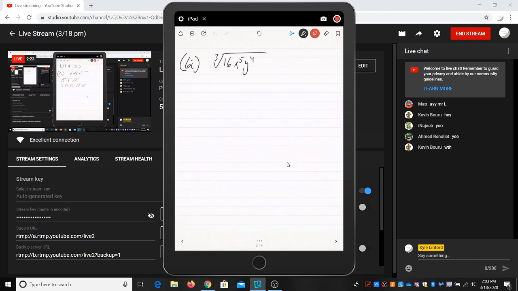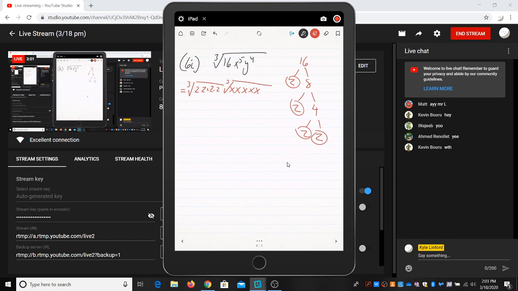So in this problem, I'm going to break down the 16, the x to the 5th, and the y to the 4th into all of its prime or most basic factors. So if I took 16, we can break that into 2 and 8. 8 can go into 2 and 4, and 4 can break down into 2 and 2. So 16 is basically 2 to the 4th power. So we can rewrite 16 as 2 times 2 times 2 times 2, the cube root of that. And then we can break up x to the 5th as x times x times x times x times x.